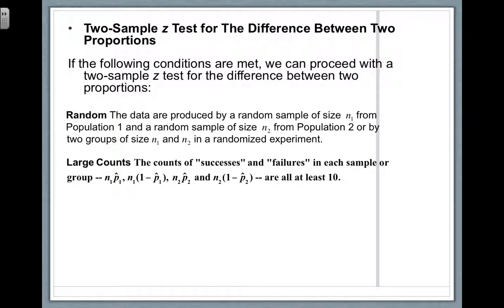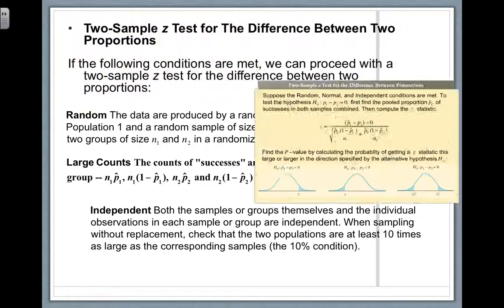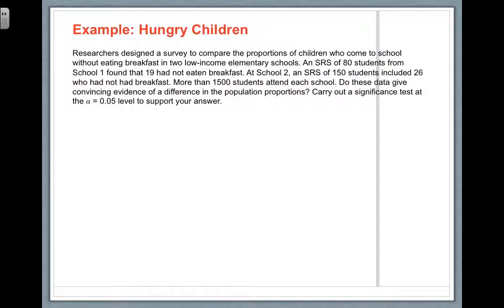Your three conditions still have to be met. This time, because you're dealing with two samples, they have to be met by both of your populations, both of your groups. This is saying much the same. And let's run through an example and be done with this.